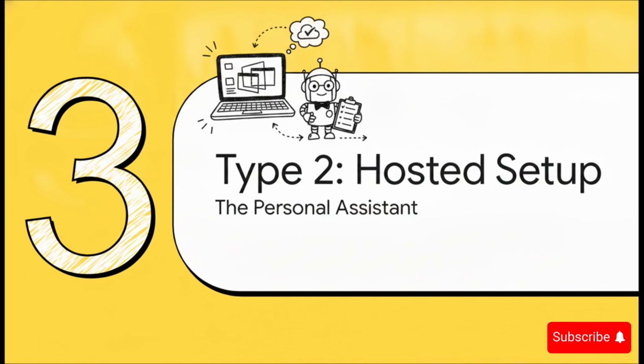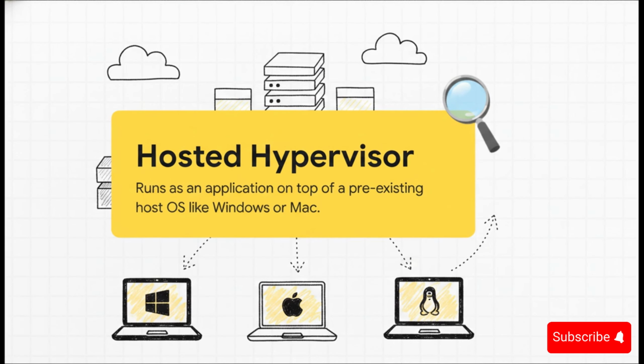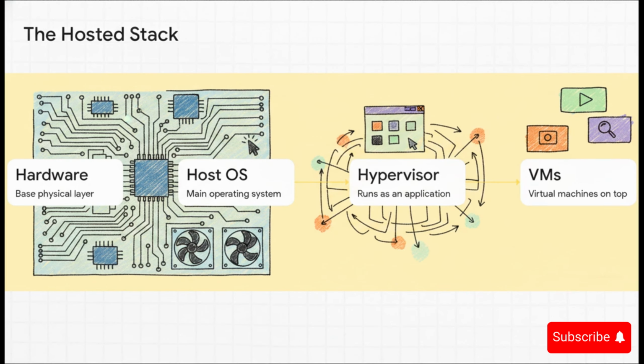Okay, jumping to Section 3, Type 2, hosted setup, the personal assistant. Now, in contrast, a Type 2, or hosted hypervisor, sits on top of an operating system you probably already use every single day. It runs just like any other standard application on top of your existing OS, whether you're running Windows, macOS, or Linux. You literally just boot up your laptop like normal, open the hypervisor program, and boom, you're running virtual machines. Let's see how this stack layers out.